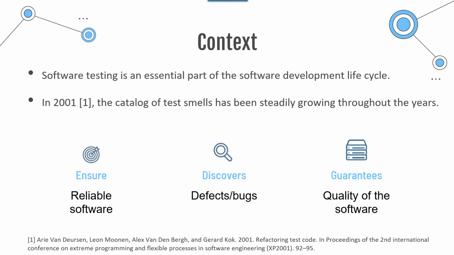Software testing is an essential part of the software development lifecycle. As part of the software development process, developers create and update their test suite to ensure that the system under test adheres to the requirements and provides the expected output. However, test code, similar to production code, is subject to bad programming practices, or smells, which hamper the quality and maintainability of the test suite.